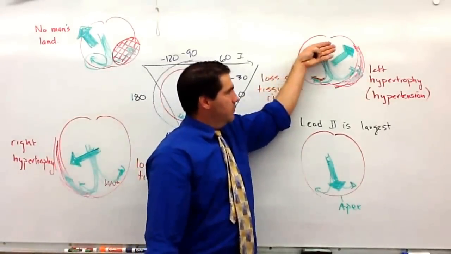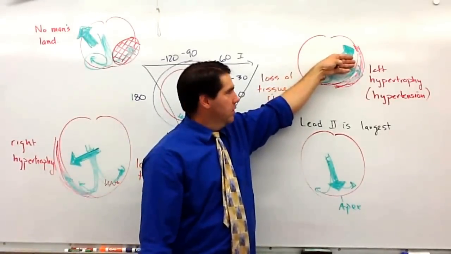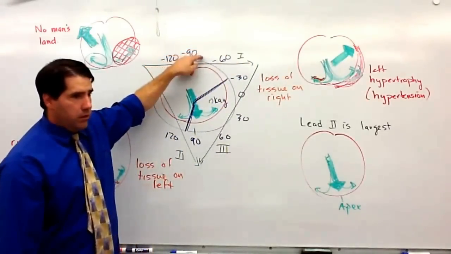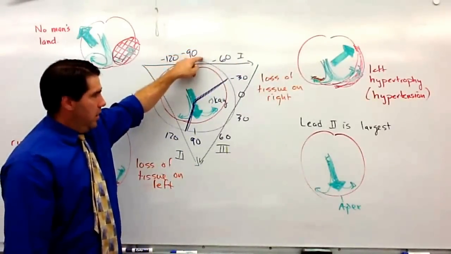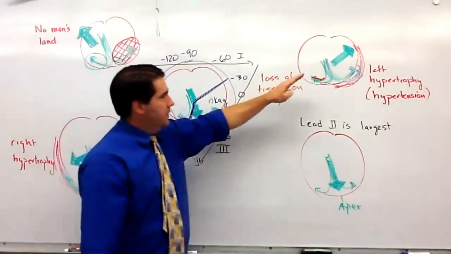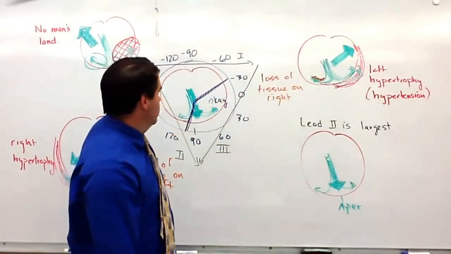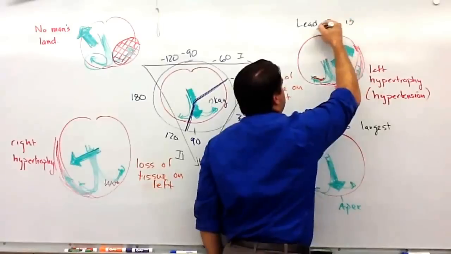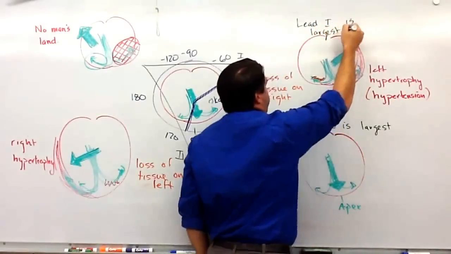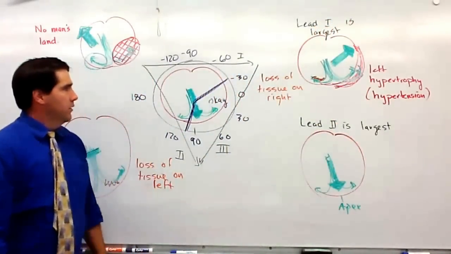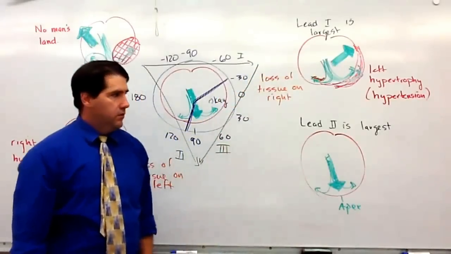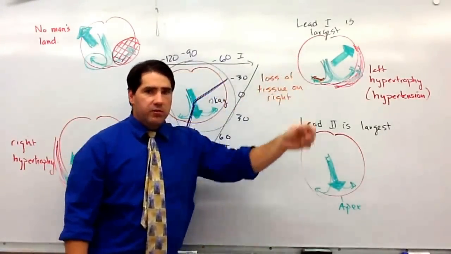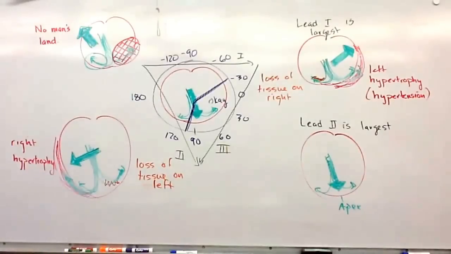If your axis is over in this direction, then that voltage vector is most parallel to lead 1. Lead 2 would actually be kind of flat because this is running perpendicular to lead 2. So if your lead 1 is largest, you're tilting over towards the left. Obviously, most of you probably aren't tilting all the way up to minus 30, but some of you might have a bigger lead 1 than you have lead 2.